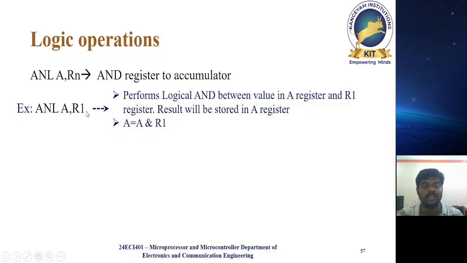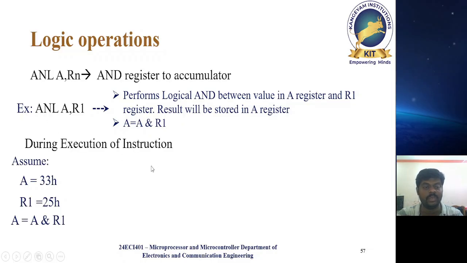Here the value in R1 register and the value in A register, both the values are performed with the logical AND operation. How will it be performed? I will show you an example. Assume that A value is 33 and R1 value is 25. As per this instruction, we need to perform logical AND between these two values.